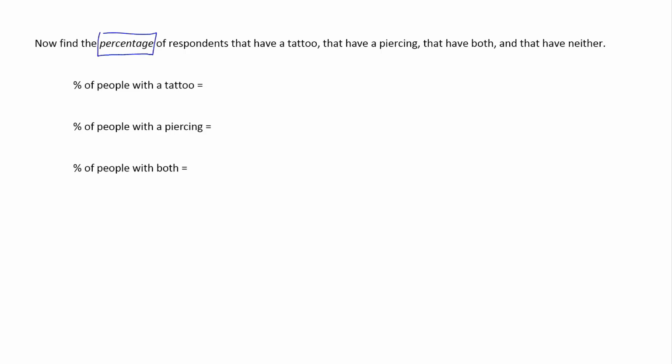So the next part of the question asks for the percentage of respondents that have a tattoo. Well, we already found that 120 respondents have a tattoo. Out of 500, we'll do a little division, and that equals 0.24. But it asks for percent. So to turn this into percent, I just multiply by 100 and I get 24%. The next question asks for the percent of people with a piercing. We'll do the exact same steps. 72 people had a piercing out of 500, and that equals 0.144. Then I multiply by 100 to get to 14.4%.